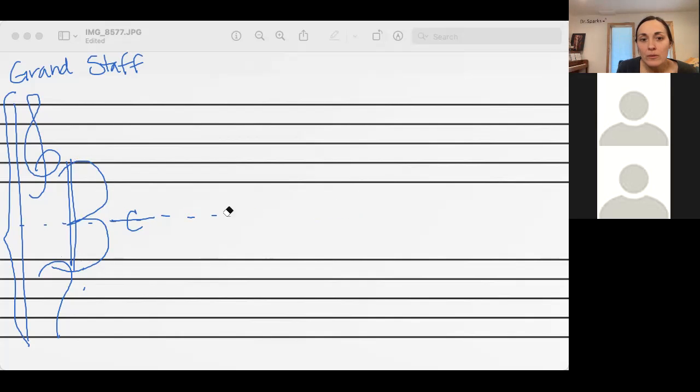Now, one other thing that I thought would be useful to talk about today, because it's something that you're going to see in your music pretty often, is something called enharmonic notes. So I'm going to kind of start a new space here. Enharmonic.